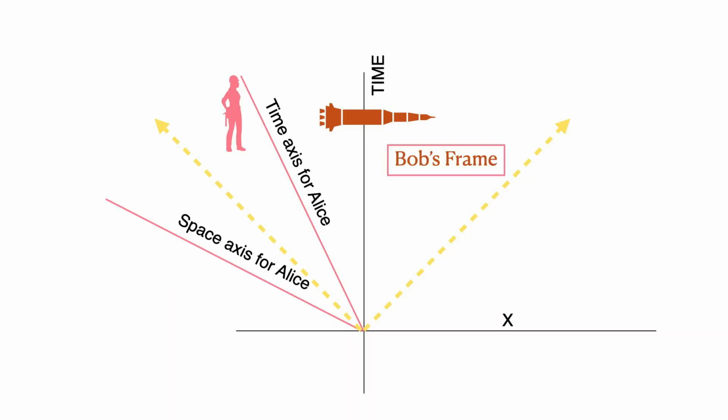Now in Bob's frame, Alice is moving to the left, so her coordinates in Bob's frame are the mirror image of Bob's coordinates in her frame.